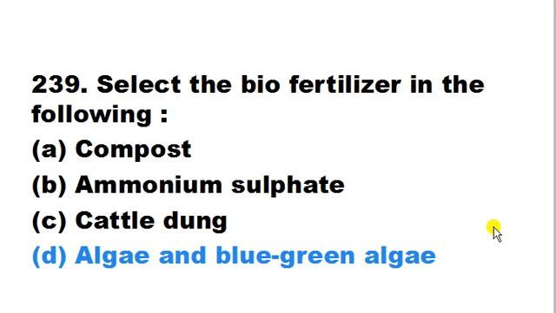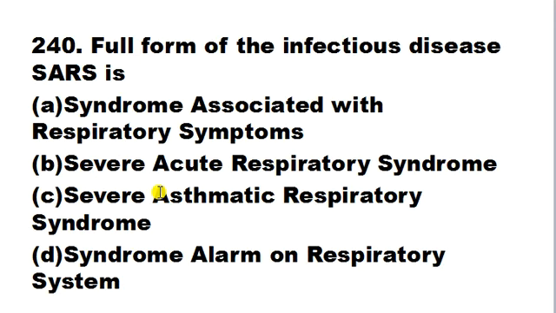Full form of the infectious disease SARS is A. syndrome associated with respiratory system symptoms, B. severe acute respiratory syndrome, C. severe asthmatic respiratory syndrome, D. syndrome alarm on respiratory syndrome. So here the full form of SARS is severe acute respiratory syndrome. It is associated with the lungs. It is a higher form of infection, we can say like pneumonia. It is a severe acute respiratory syndrome caused by a virus, and it affects your lungs.